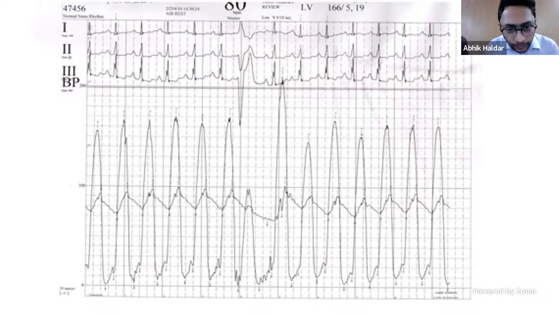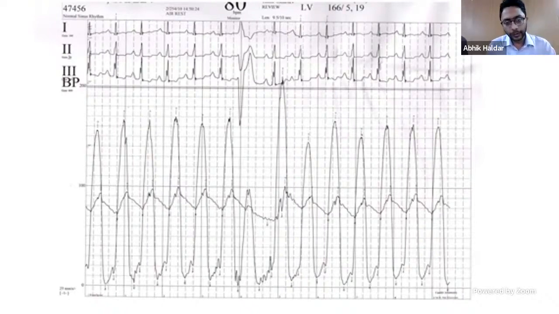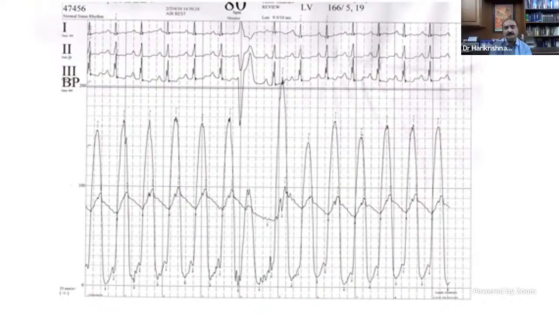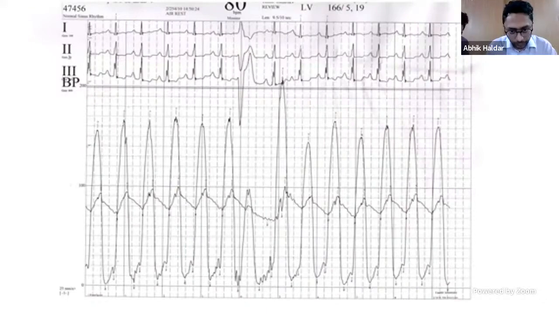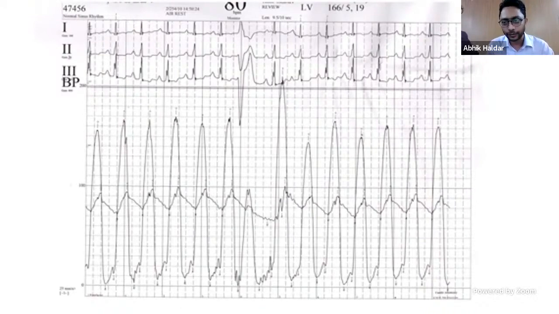So this is simultaneous tracing of LV and aorta with a VPC in between. After the extra systole, there is an increase in LV contraction and cardiac output. So the LV pressure has increased, but the aortic pressure has not decreased. It's almost the same. So pulse pressure is the same. So this is a fixed aortic obstruction, sir.